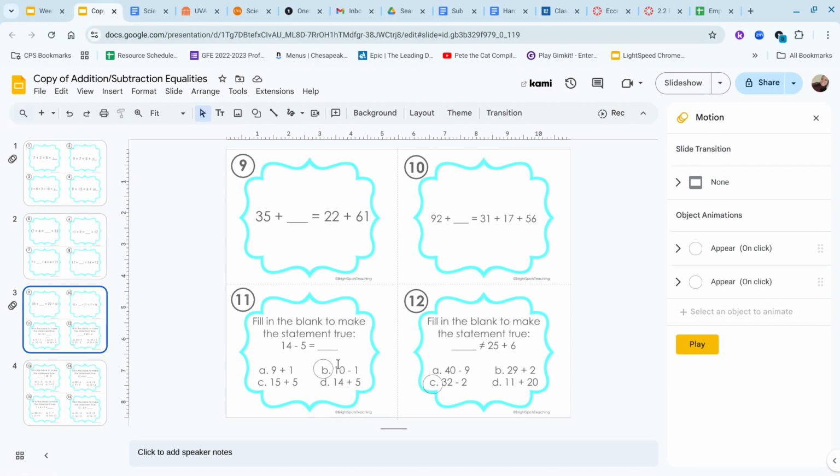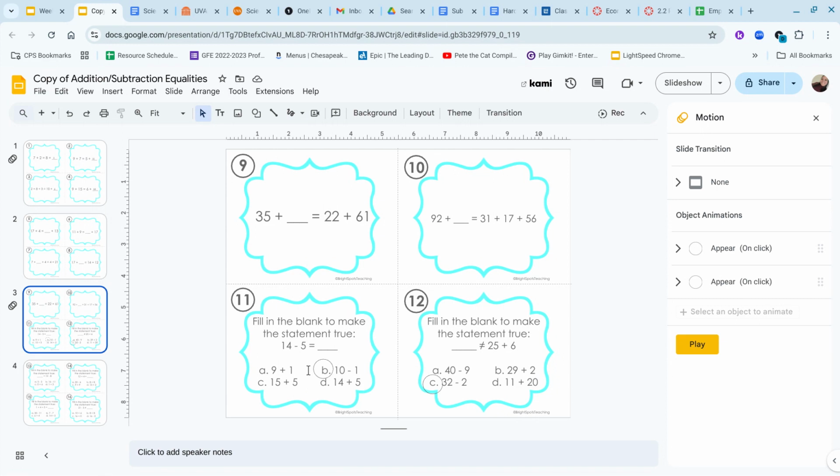For this one, it's a little different. It says fill in the blank to make the statement true. You're looking for an answer that is going to make the statement true. To do that, 14 minus 5 equals what? First off, I have to figure out what 14 minus 5 is. 14 minus 5 is 9. Now I have to figure out each equation to see which one equals 9.